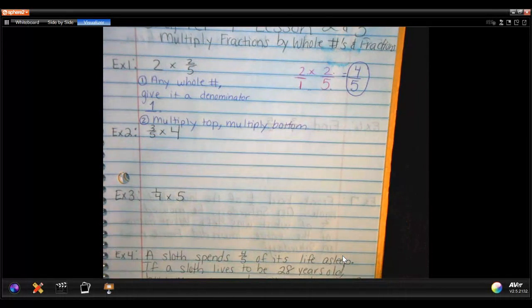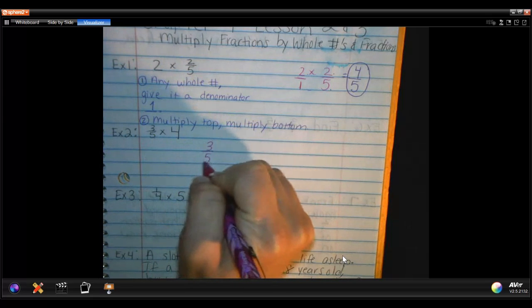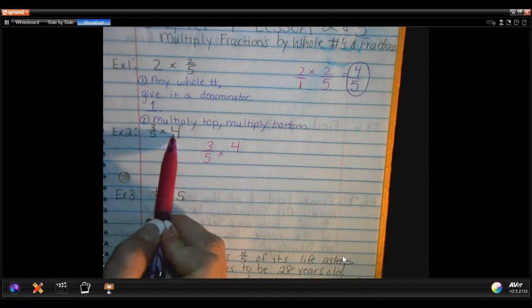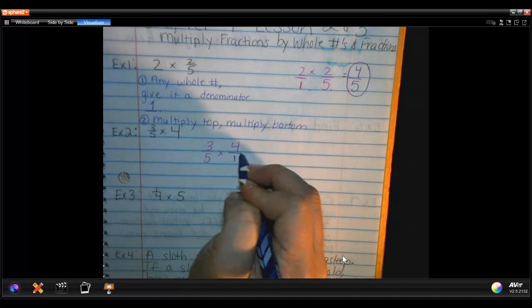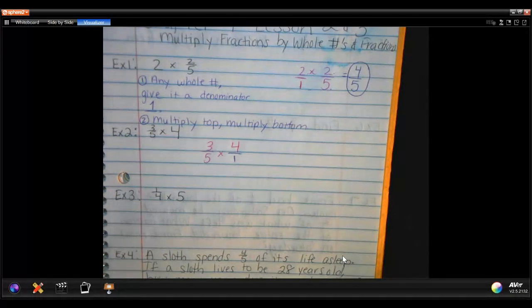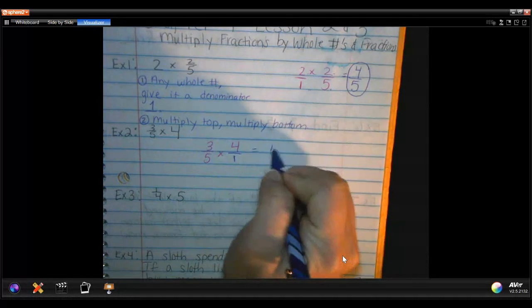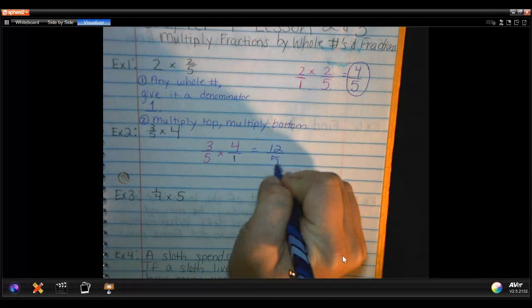Second problem, same thing. I'm going to rewrite it. This time they have the fraction first, so I have 3 fifths times 4. Again, any whole number, which is 4, is going to get a denominator of 1. 4 over 1 is the same thing as just 4. And then go ahead and multiply across. 3 times 4 is 12, and then 5 times 1 is 5.